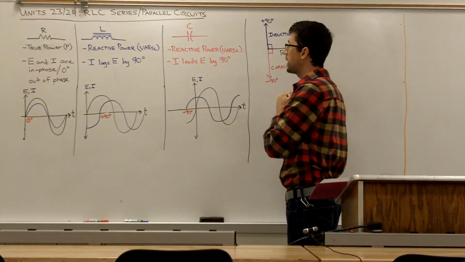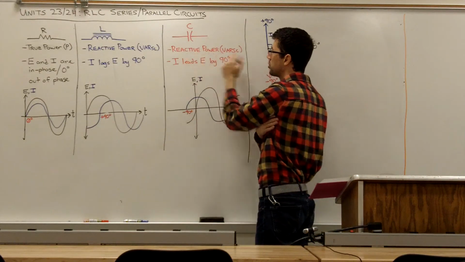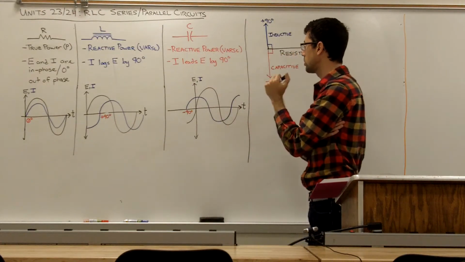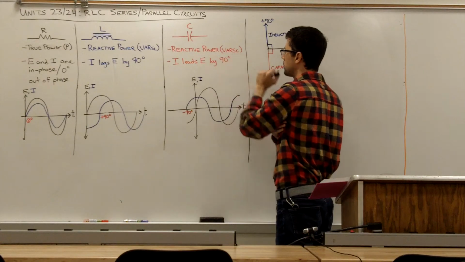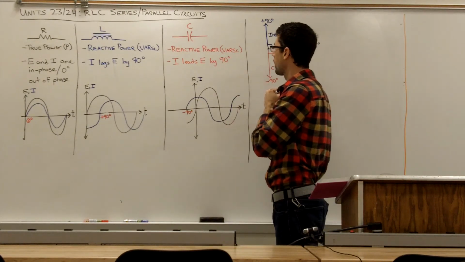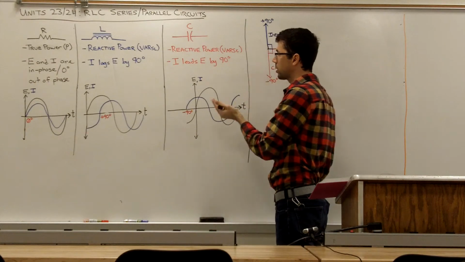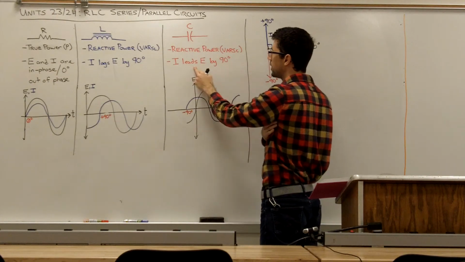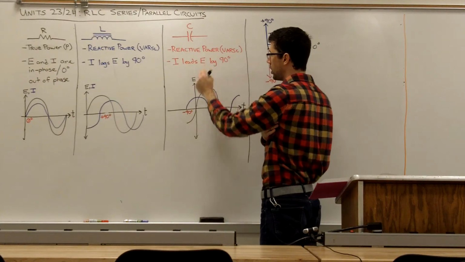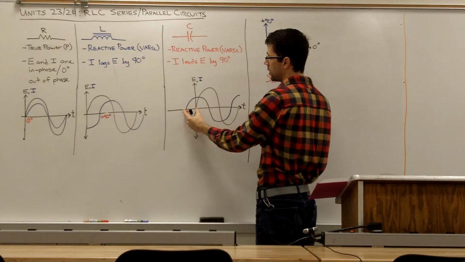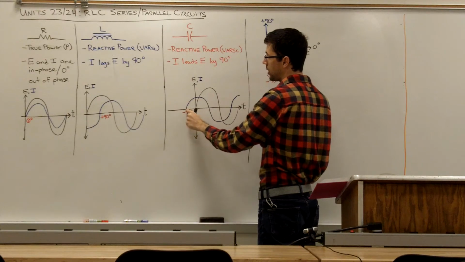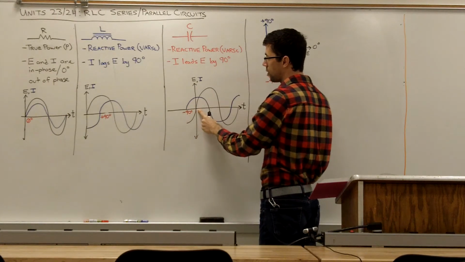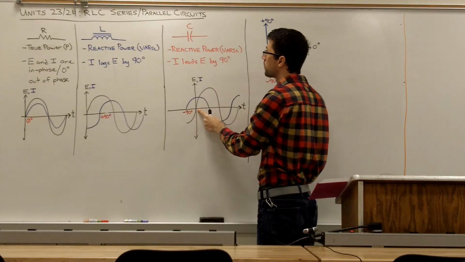Finally, we have our capacitors C. They consume reactive power, also symbolized by the letters bar C. And for a purely capacitive circuit, the current leads the voltage by 90 degrees. By leading, we mean before the voltage. So we go negative 90 degrees over here, and the current has its 0 crossing negative 90 degrees before the voltage has its 0 crossing.